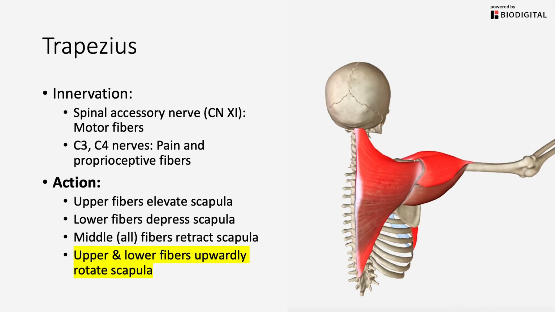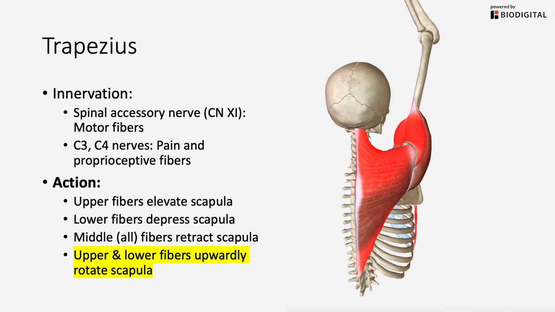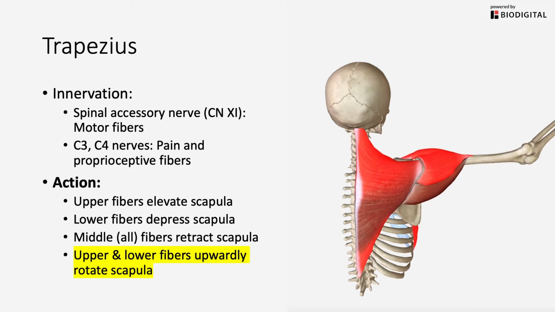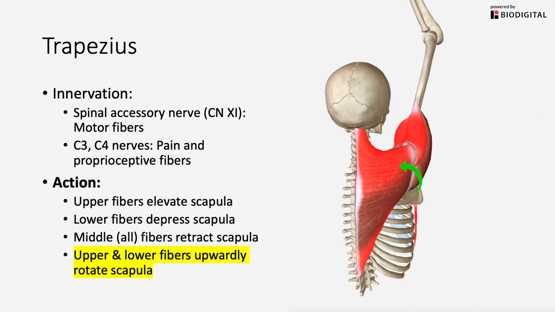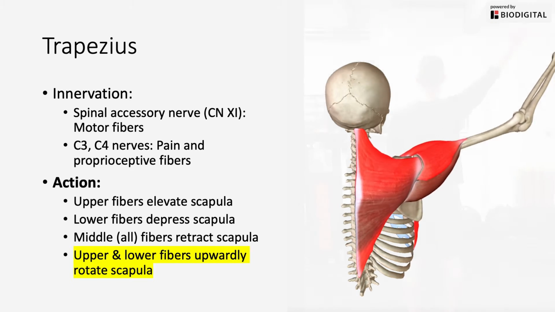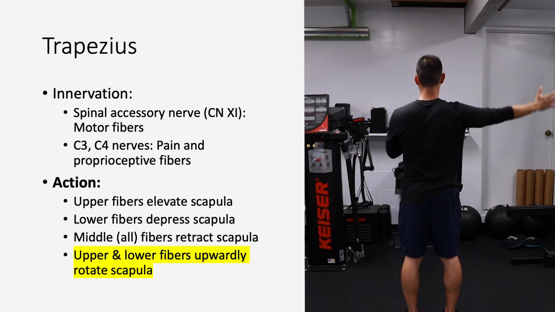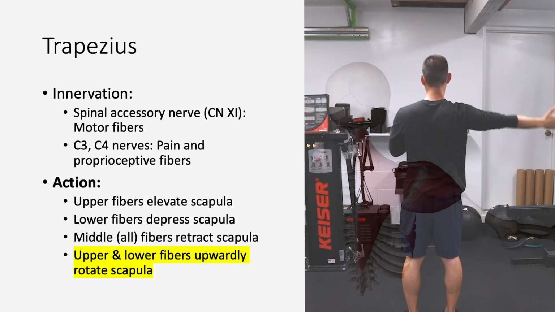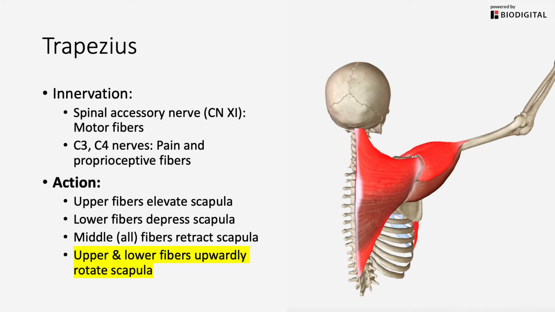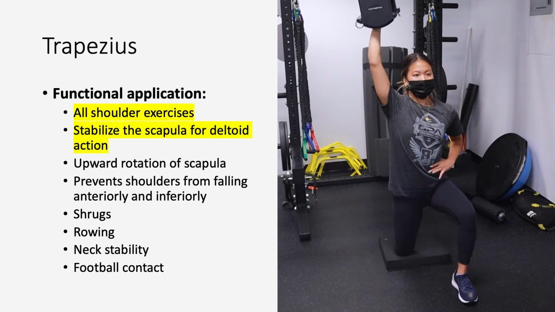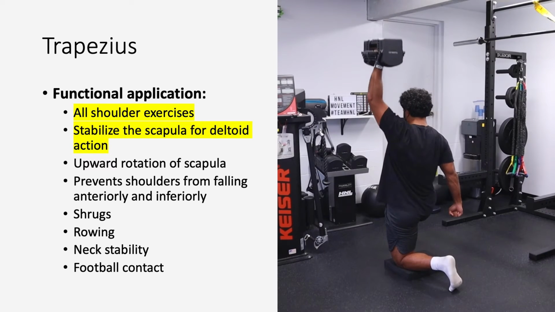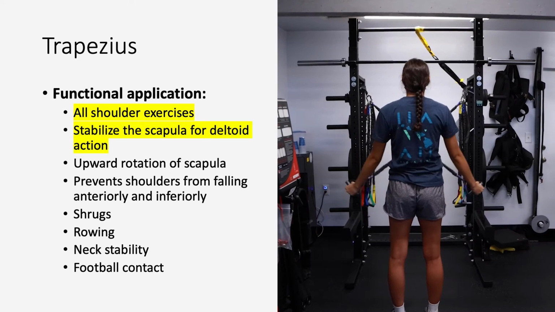With all of that, your upper and lower fibers work in a cohesive manner to upwardly rotate your scapula. Upward rotation, if you think about the glenoid, rotates the glenoid so that it starts to point up, and that usually coincides with elevation of your arm, lifting your arm above shoulder height. The trapezius functions to help stabilize your scapula for shoulder function, deltoid action, and really with all shoulder and upper body exercises.